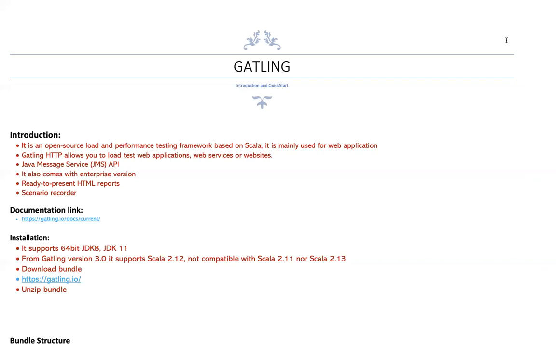Gatling also comes with an enterprise version. For this video, we will be using the Gatling open source version. Gatling open source is licensed under Apache. Gatling is also used as a scenario recorder. You can record your scenario and execute that recorded script. Gatling comes with very nice documentation that is easily and freely available on the internet.